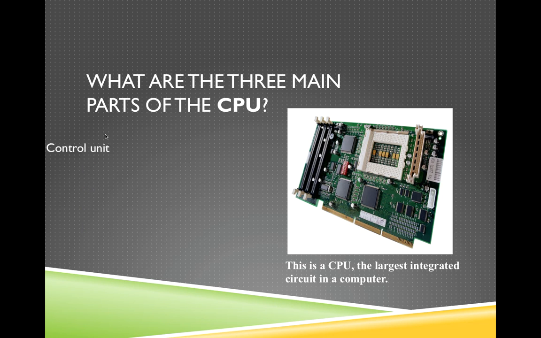Here are the three main parts of a CPU: control, arithmetic, and memory unit. The CPU, again, is the largest circuit in the computer and is considered to be the brain. All it does is make a bunch of mathematical calculations to make the computer work.